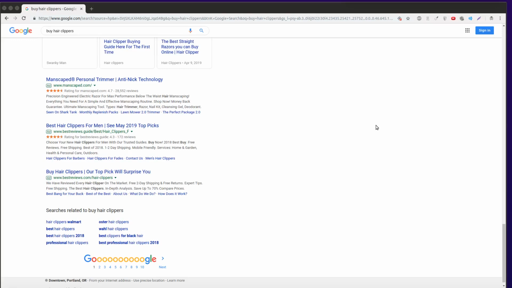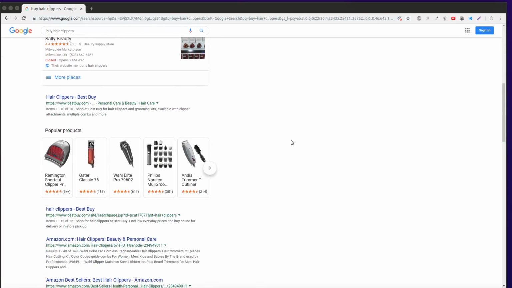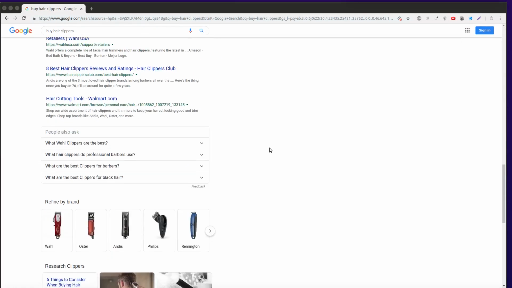But if we segment our keyword down into something a little more specific, so rather than buy hair clippers, buy pink hair clippers in Detroit is going to be a lot more specific. Buy hair clippers for afros or something. There are 2 different sections on this page that are going to be particularly useful for finding keywords.